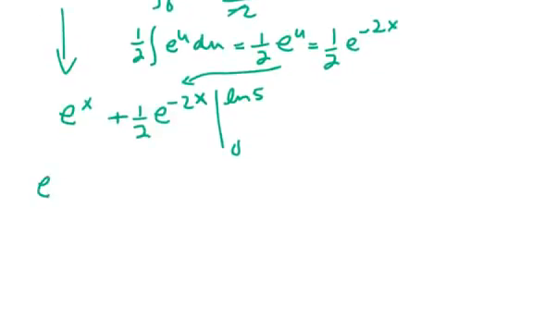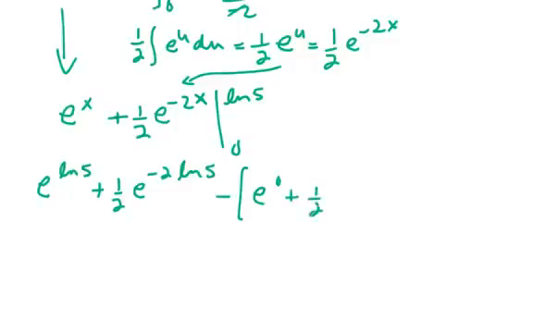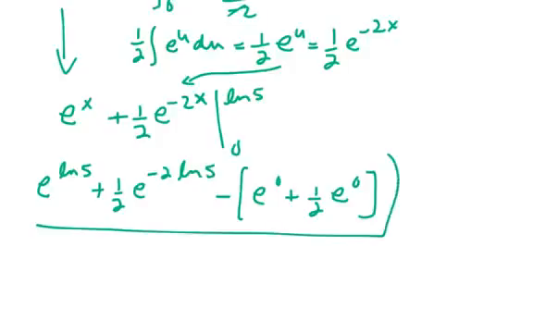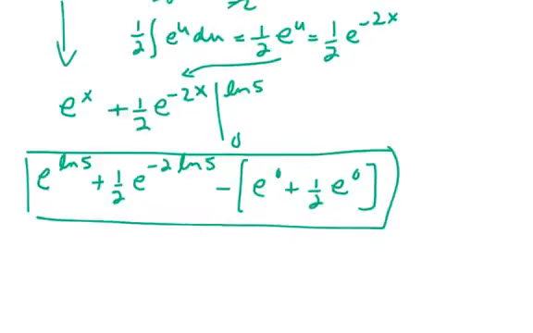So e to the ln of 5 plus 1/2 e to the negative 2 ln of 5, minus e to the 0 plus 1/2 e to the 0, substituting in 0 for x. Okay, so we're left with this algebra to resolve in order to get an answer. And you may or may not recall all of your log and exponential relations, so let's go through that.